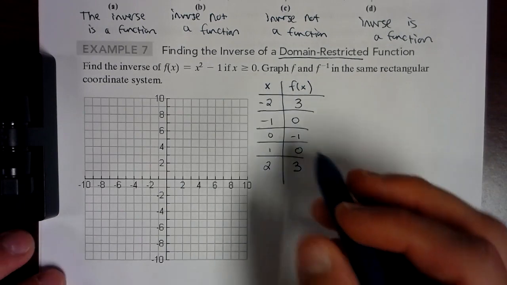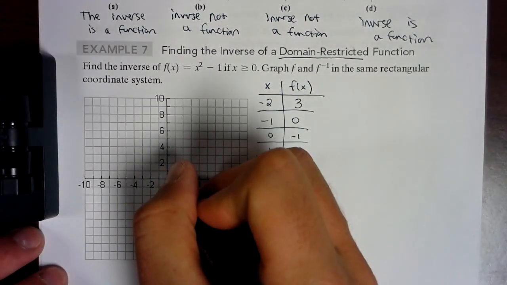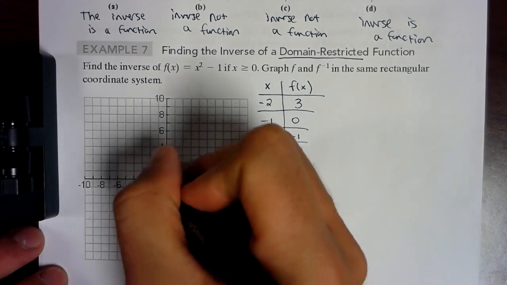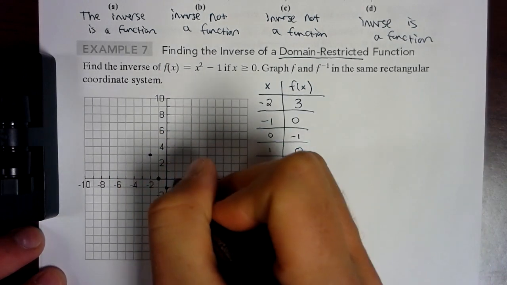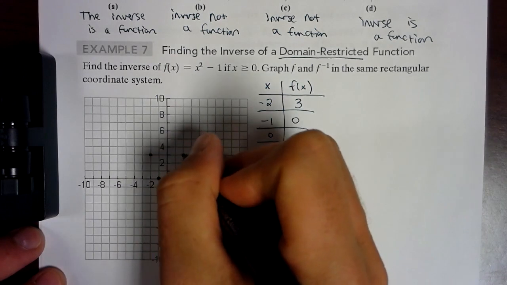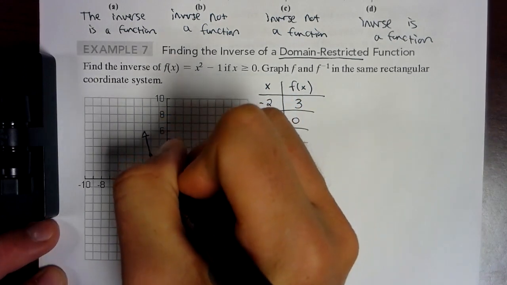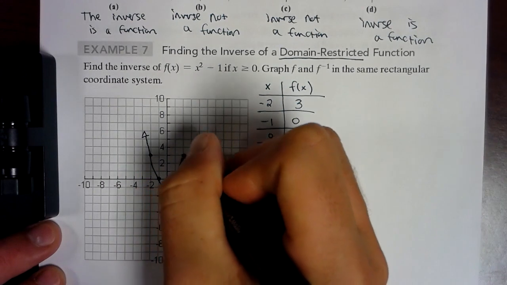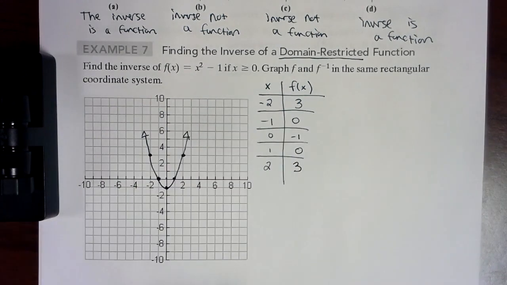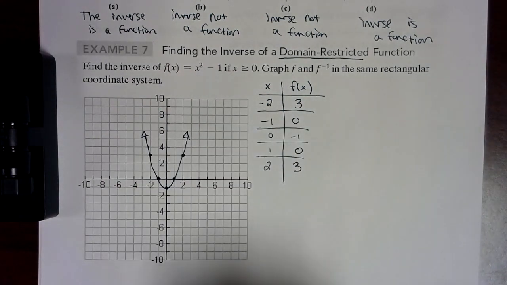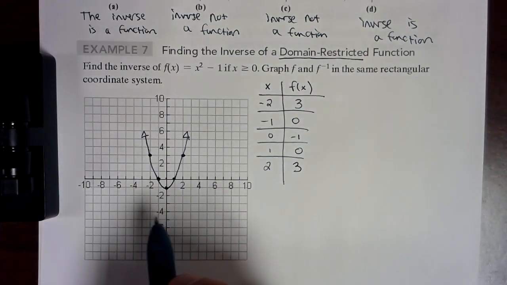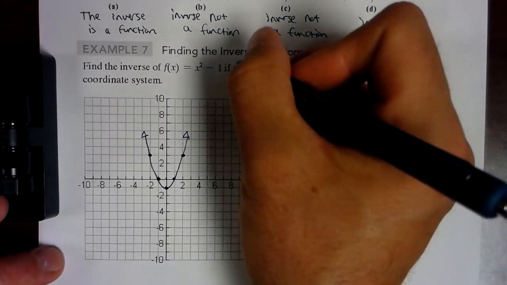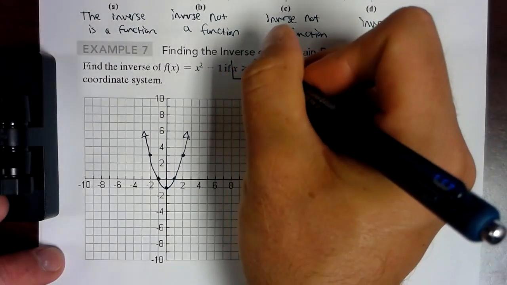All right, so I can plot these values where I have -2 and 3, -1, 0, 0, -1, 1, 0, and 2, 3. Remember that when we connect points, there are arrows at the end. Okay, that's a real important thing. And now this does not pass the horizontal line test. So what we need to do is restrict its domain. That's what this is saying.